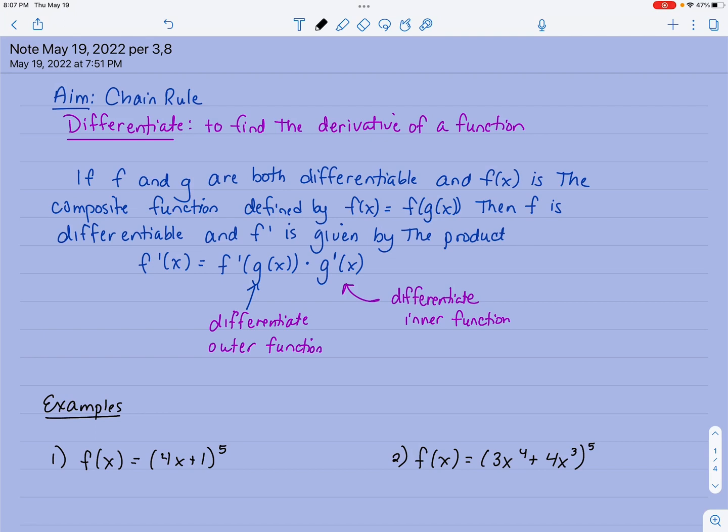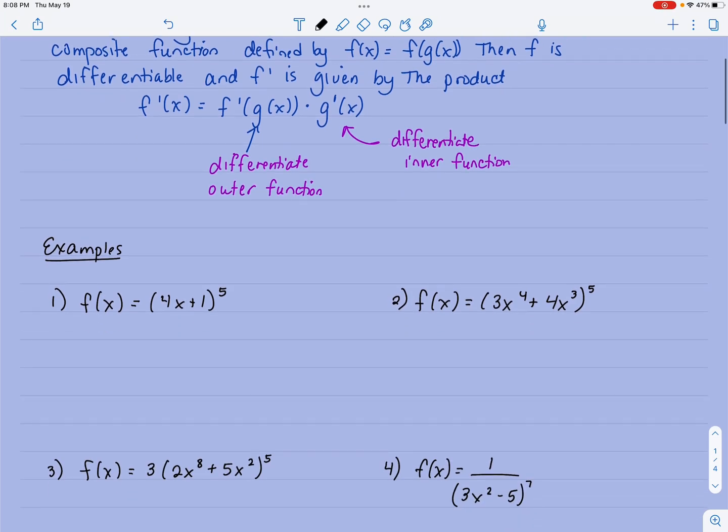So if f and g, two functions, are both differentiable, and f of x is the composite function, f of g of x, then f is differentiable, and f prime, the derivative, is given by this product. F prime of x equals f prime of g of x, which will be the outer function, multiplied by g prime of x, which is the inner function, and you're going to do the derivative of that. It'll definitely make more sense with an example.